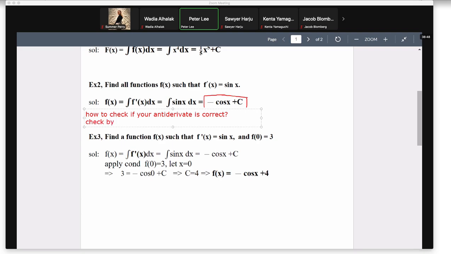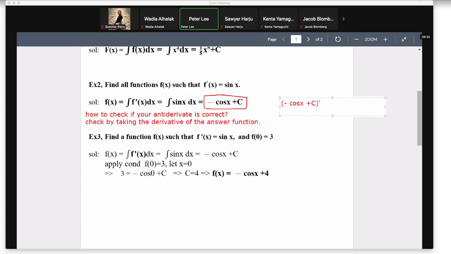Check by taking the derivative of the final expression, the answer function. In this case, what does that mean? We found the antiderivative is minus cosine x plus c, and this is how we check. We take the answer, minus cosine x plus c, and then take the derivative of that.